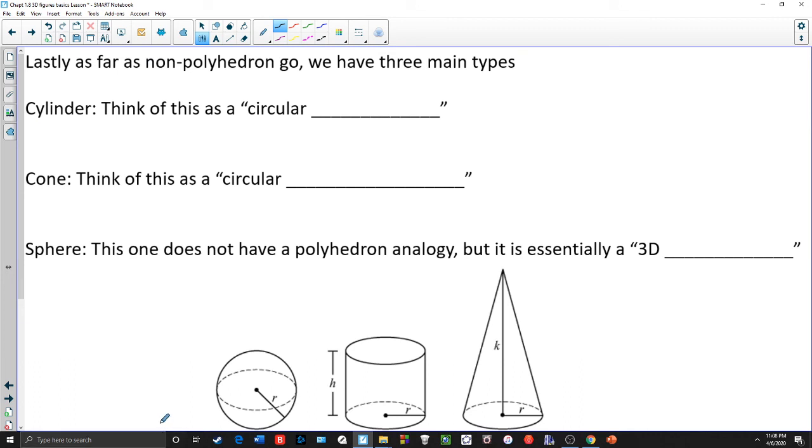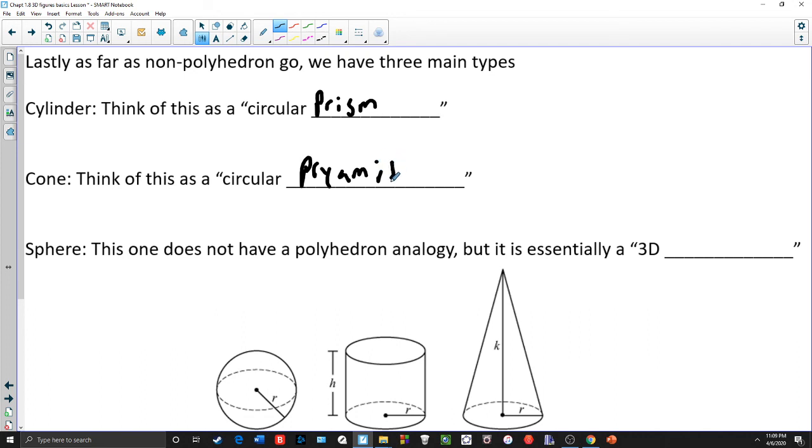So, what about the non-polyhedrons too? We have to make sure we talk about their names too. So the non-polyhedrons come in three forms. Actually four, but we kind of ignore the torus in this course. So a cylinder is basically a circular prism. So a lot of these are basically the circular versions of what we just talked about. A cylinder is a circular prism. A cone is a circular pyramid.